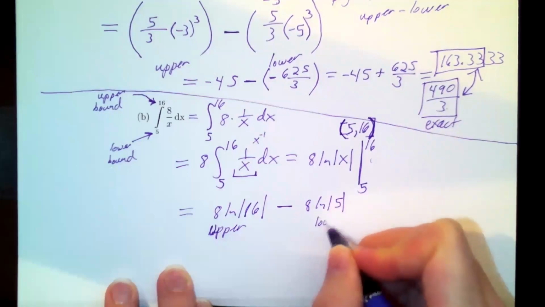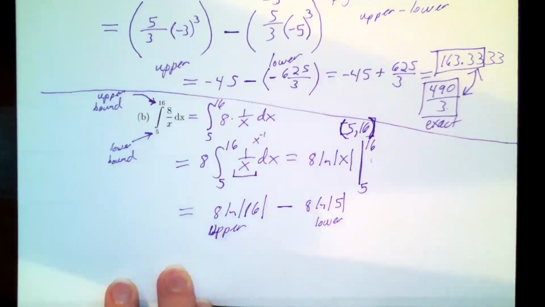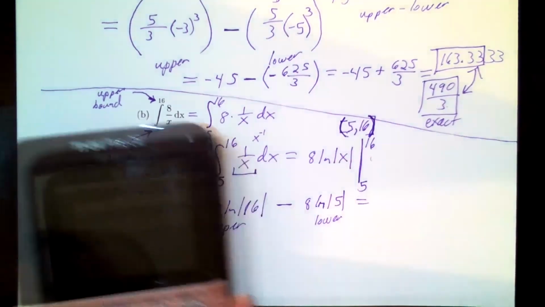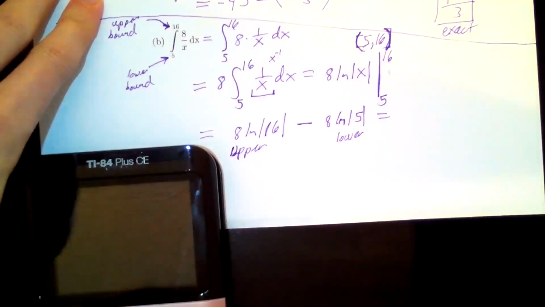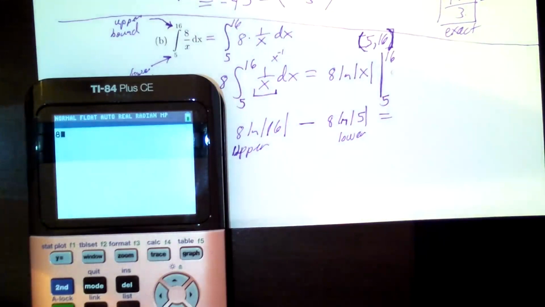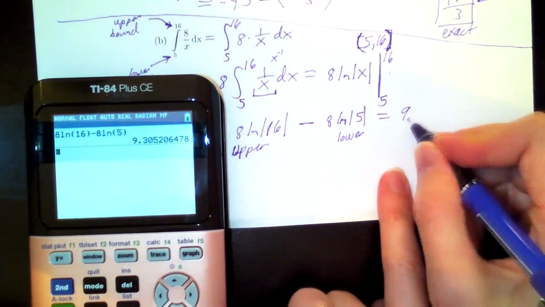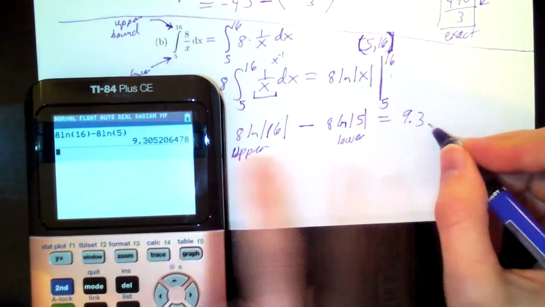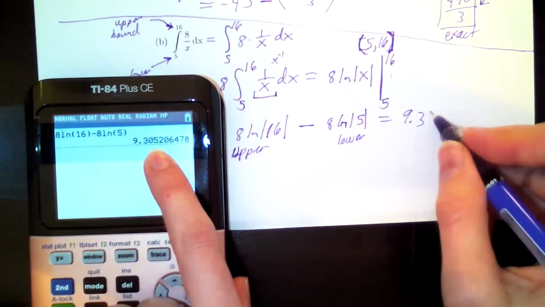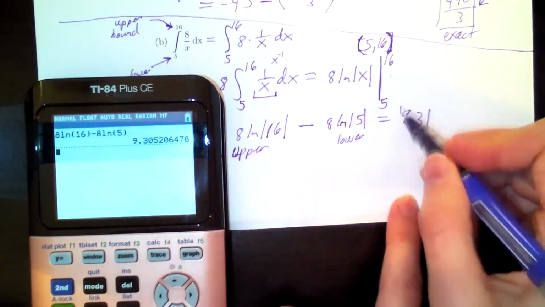And you get out your calculator and you punch this out. You will have your answer. We have 8 ln of 16 minus 8 ln of 5. We get 9.305 and some change, but it does say to round to 2 decimal places in our direction, so that would be 9.31.